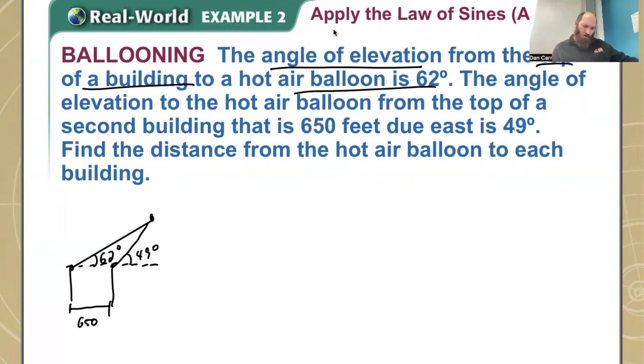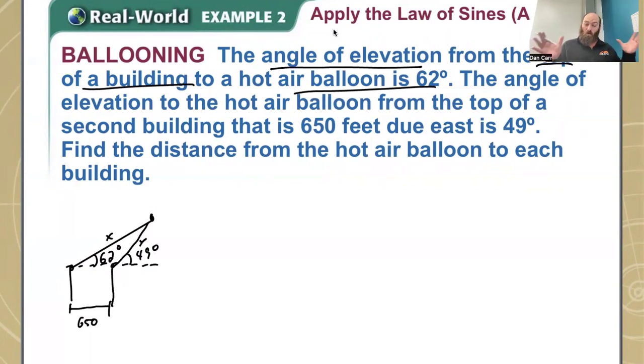I'm going to assume, from my reading of this, the buildings are probably going to be the same height. I think that we're assuming that in this case. I don't like assuming, but I'm pretty sure that's what this is going to get at here. Okay, so find the distance from the hot air balloon to each building. So what we're looking for is this distance here and this distance here.